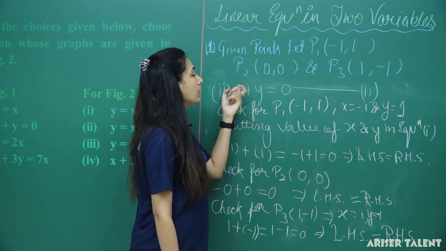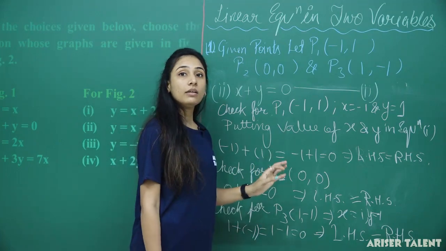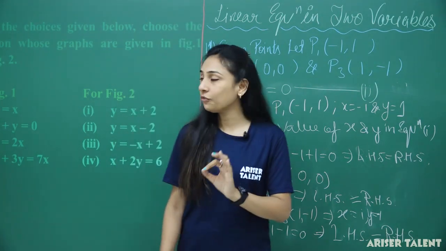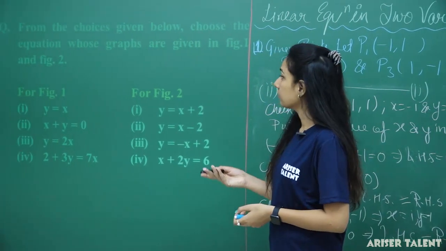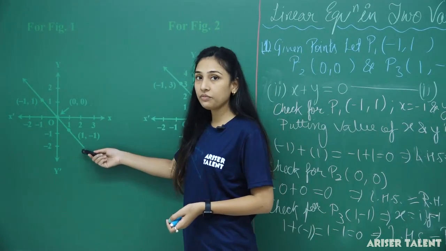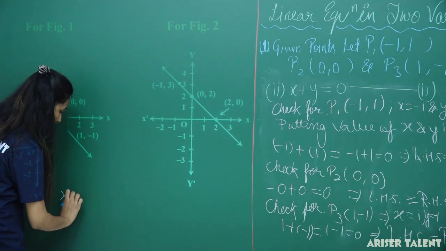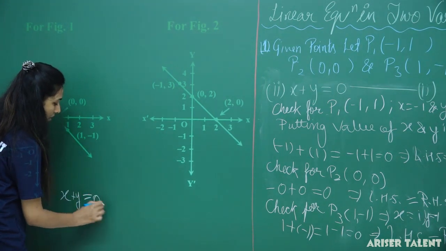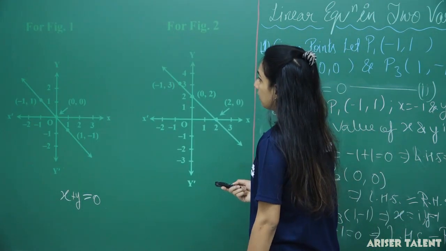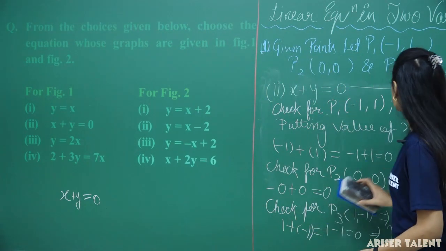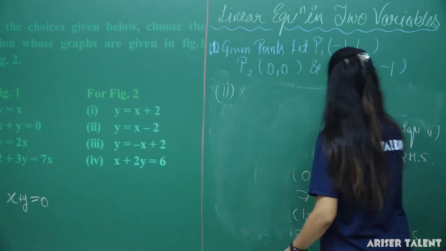Satisfying this equation x plus y equals to 0. These 3 points we have taken from the graph given in the figure. So that means it is having one solution, and what is this? x plus y equals to 0. Okay. Now the next is y equals to 2x. So we have to check it for this too, because we can have another answer as true also.